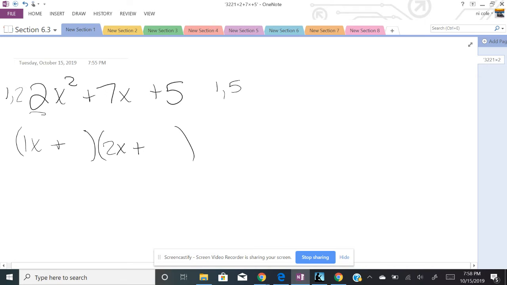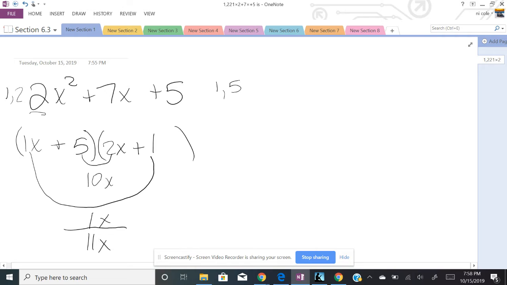Here's going to be our trick. I'm going to put a 5 and a 1. This I'm going to have to test. I'm going to test the insides, which come out to be 10x, and I'm going to test the outsides of the FOIL, which becomes 1x. When I add those up, that gives me 11x, which is not my 7x. So I'm going to have to try again.